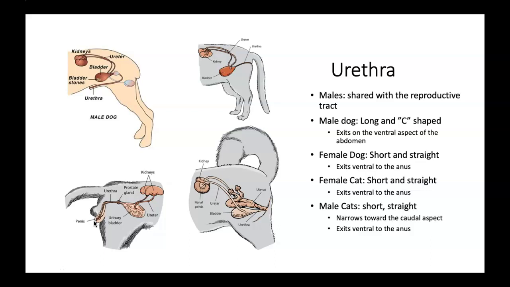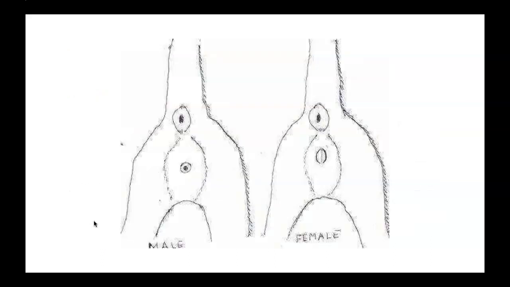aspect. Female dog, like I said, short and straight, and it exits on the caudal aspect of the body, ventral to the anus. Female cat, same thing. Male cats, short and straight, it narrows toward the caudal aspect. So the urethra for the male cats actually gets thinner as it gets towards the opening of the body, and it exits on the caudal aspect, ventral to the anus.